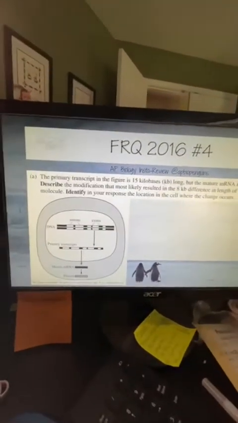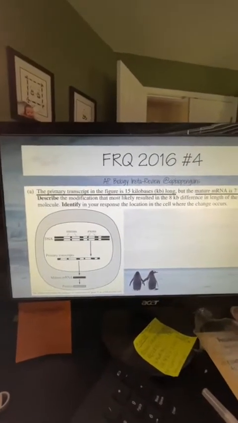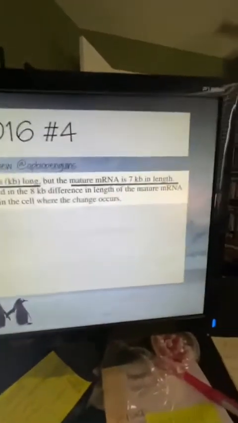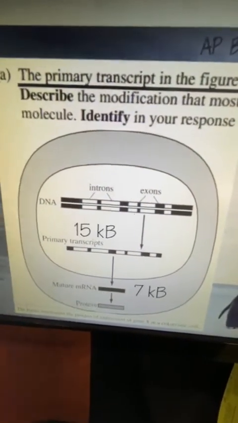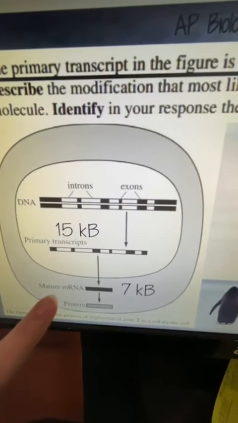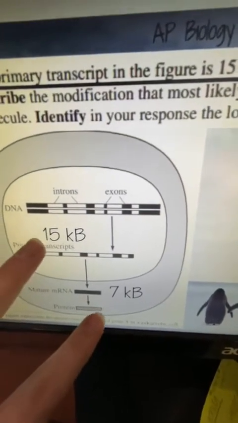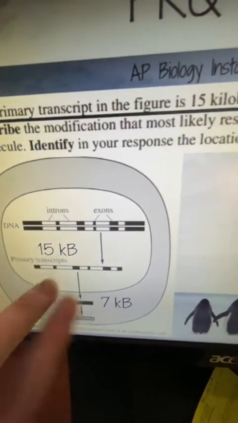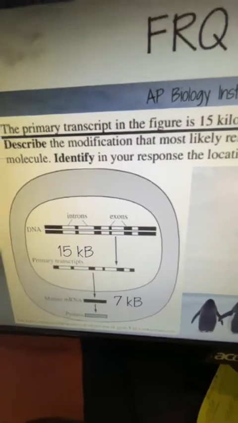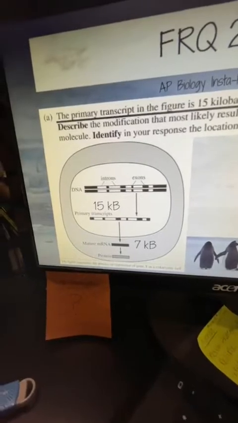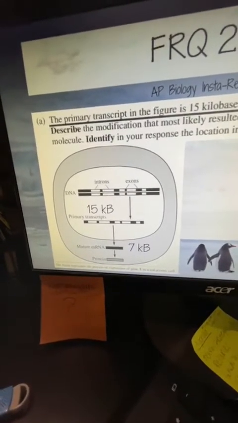So it says the primary transcript in the figure is 15 kilobases long, and the mature mRNA is 7 kilobases in length. If I look at my picture, I can see here's my primary transcript, and that one's 15, right? And then I see that my mature mRNA is 7 kilobases. As a student, I would write on my diagram, okay, this is 15, this is 7, because you're probably going to need that information when you go back to answer your question.